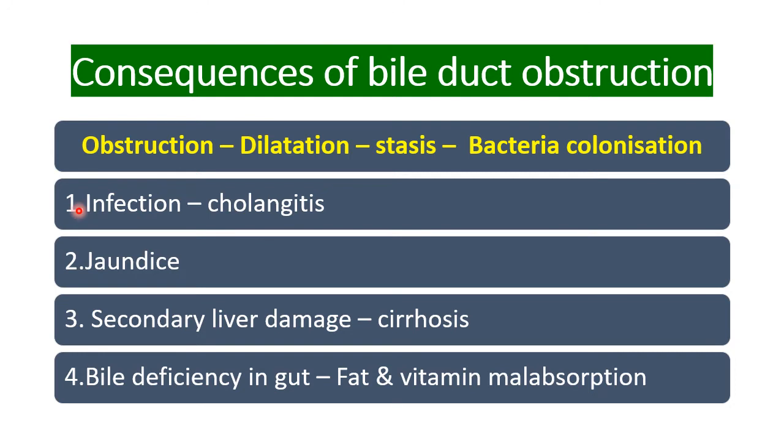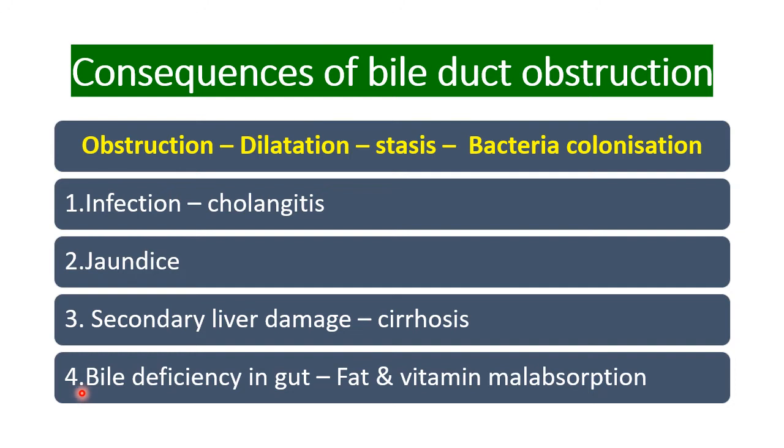Some of the complications of this obstruction. First, infection. The most serious form of complication is infection and cholangitis, and this is especially so in patients with gram-negative infection, leading to early sepsis and septicemic shock. Second, jaundice, the staining of the tissues with bile pigment. Third, secondary liver damage due to chronic obstruction, leading to fibrosis and cirrhosis of the liver and even liver failure.